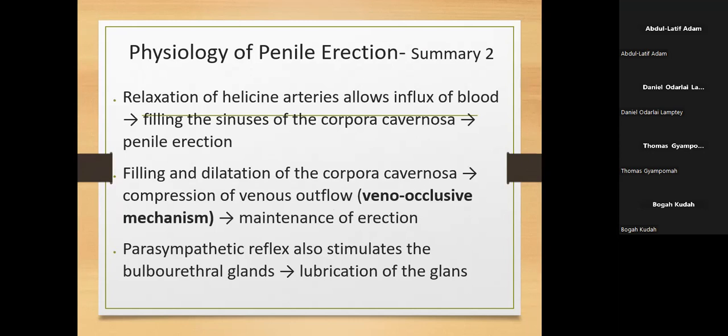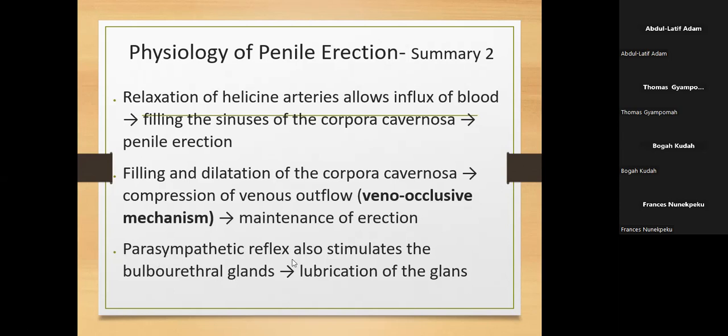So there's also this veno-occlusive mechanism. The arteries become dilated, become bigger, then they will impinge on the veins, and the veins will now appear to be collapsed. Once there is that kind of thing, there's occlusion. I mean, there's blockage of the veins. The veins are supposed to take blood out. Once they have been occluded, it means that all the blood which has come into the erectile tissue will remain in there. And for as long as there's that occlusion, the penis will remain erect. Okay.